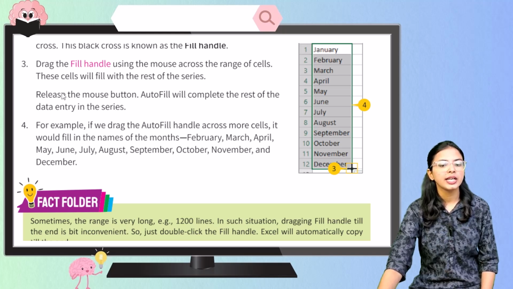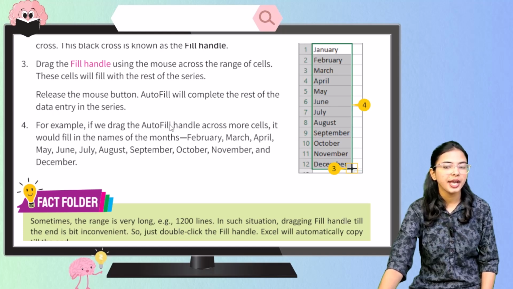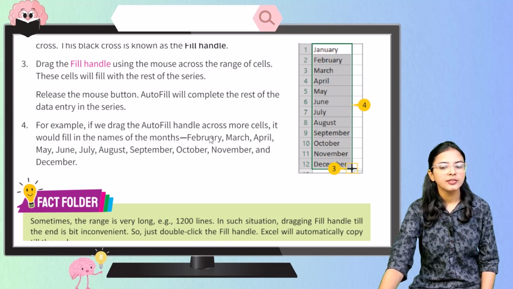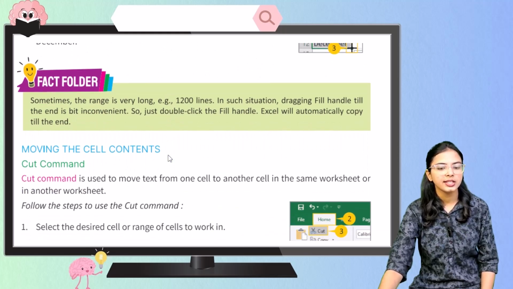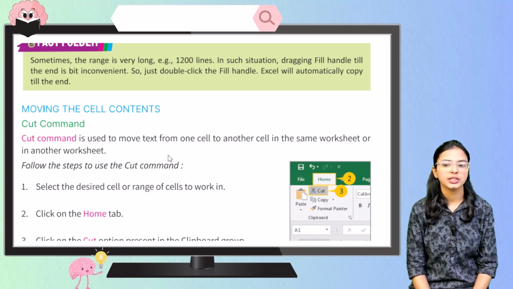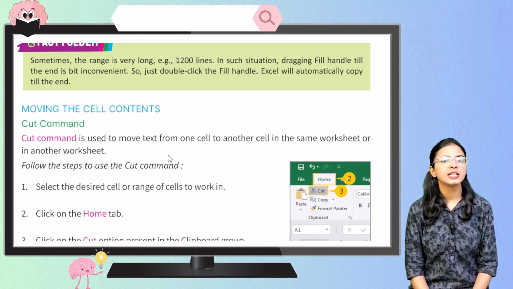Okay students, now release the mouse button. Autofill will complete the rest of the data entry in the series. Okay, for example, if we drag the autofill handle across more cells, it would fill the names of the months. Okay, for example, February, March, April, and so on. Okay, now fact folder is given here, students. Sometimes the range is very long, example 1200 lines. In such situation, dragging fill handle till the end is a bit inconvenient.